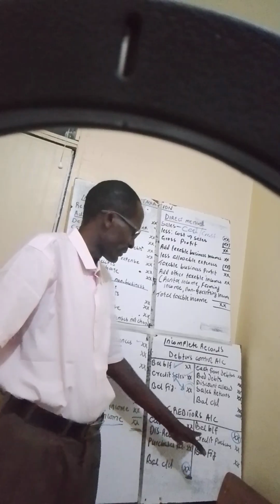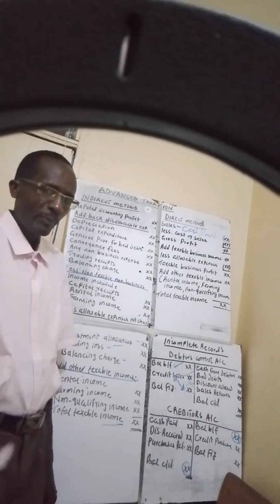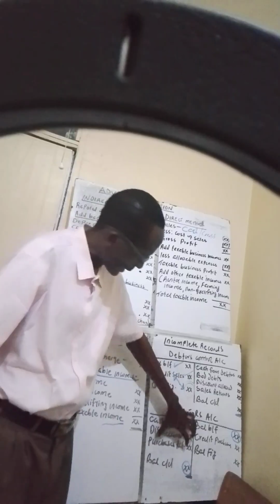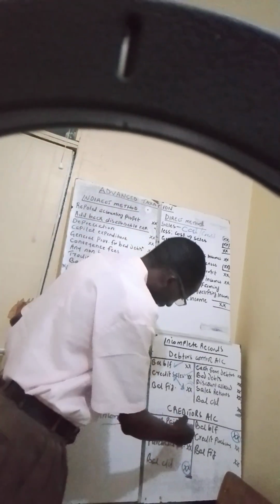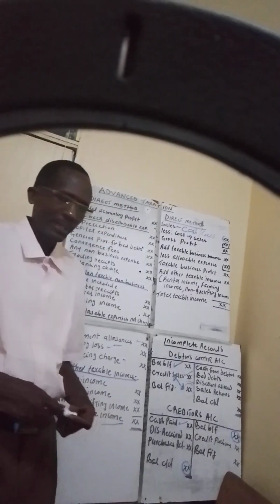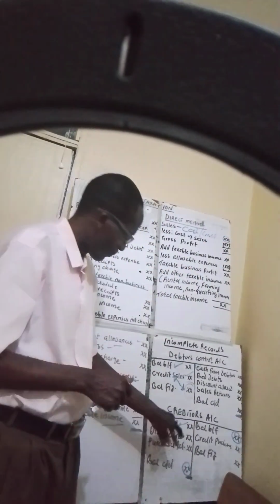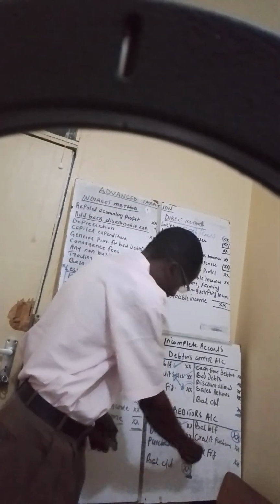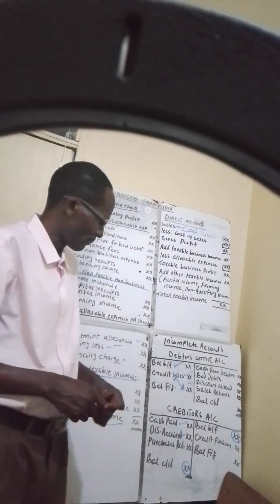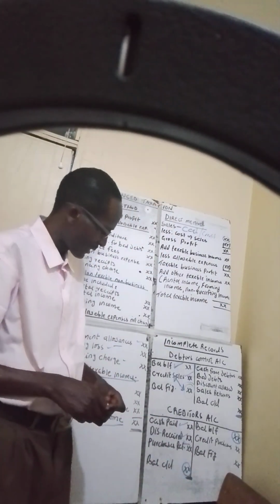Anything to increase the creditors should come on the credit side, and anything to reduce the creditors should come on the debit side. So, cash paid to the creditors. If you pay the creditors, the figure is reducing. So, you bring it on the debit side. Discount received, it reduces the creditors. Purchases returned, it reduces the creditors.